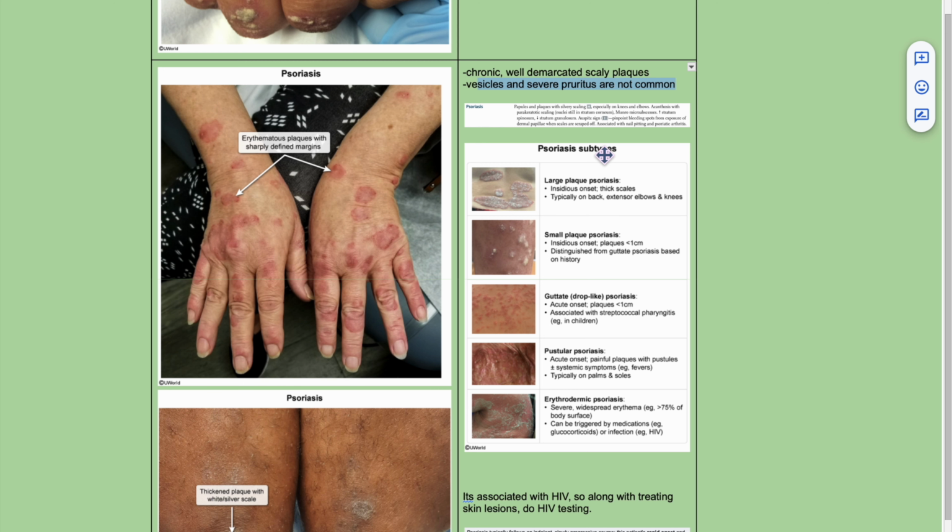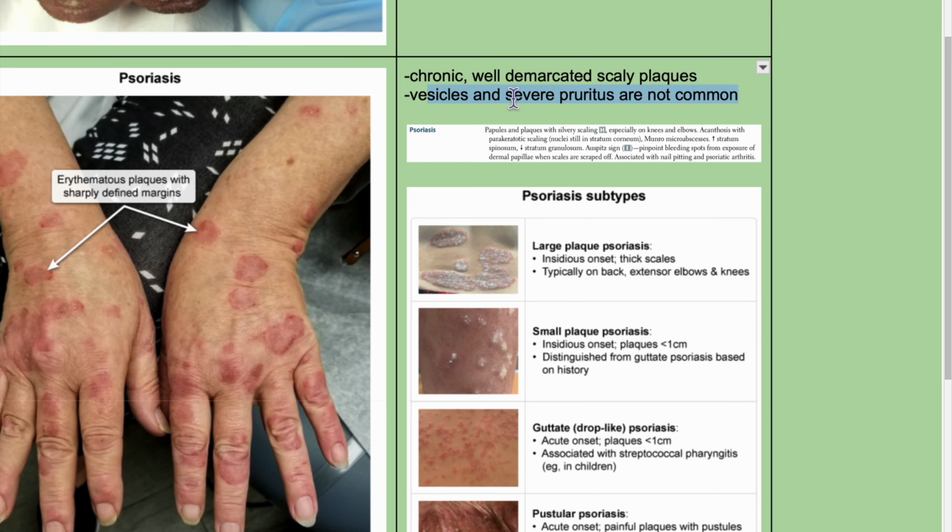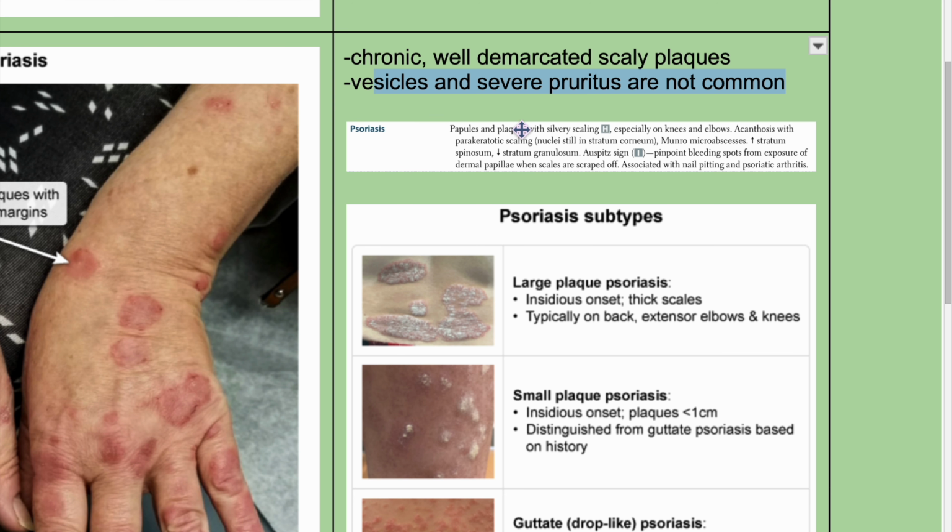Okay, so here is psoriasis from First Aid from Step 1. It says papules and plaques with silvery scaling, especially on knees and elbows, acanthosis with parakeratotic scaling, nuclei still in stratum corneum, Munro microabscesses, increased stratum spinosum, decreased stratum granulosum. Auspitz sign: pinpoint bleeding spots from exposure of dermal papillae when scales are scraped off, associated with nail pitting and psoriatic arthritis.